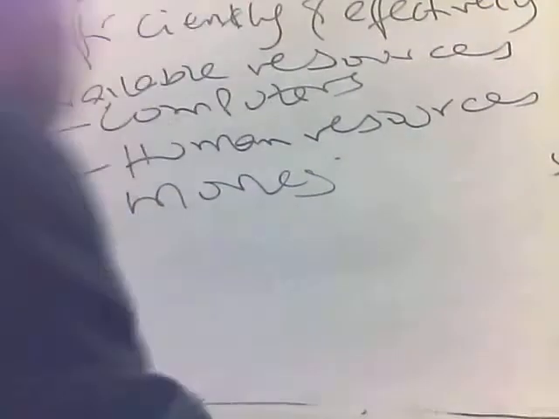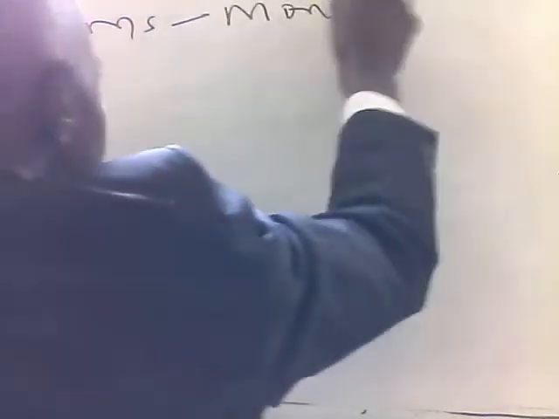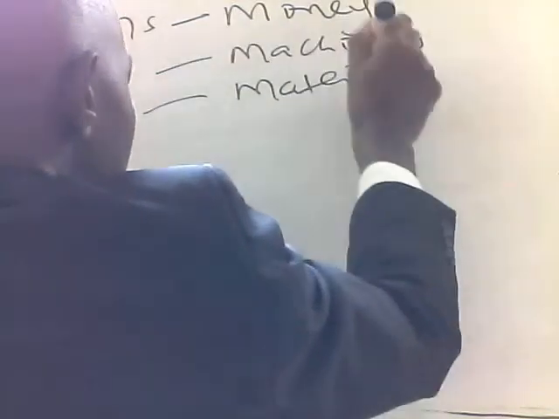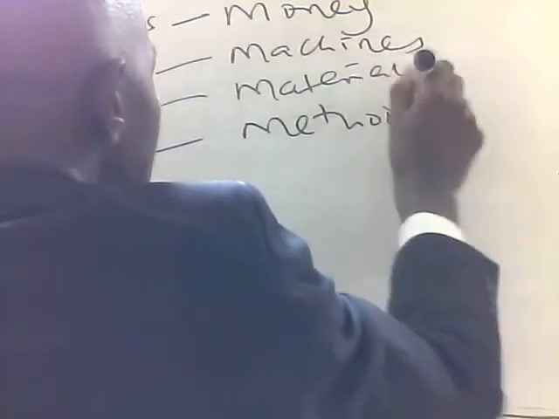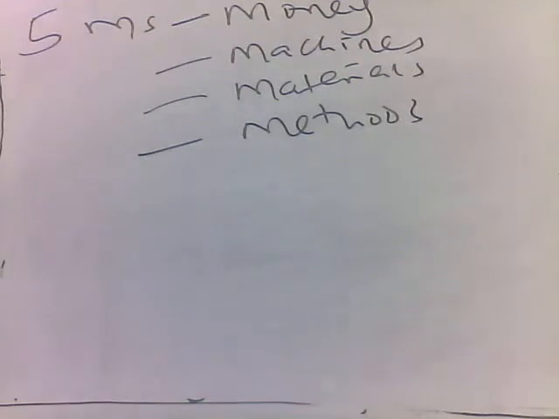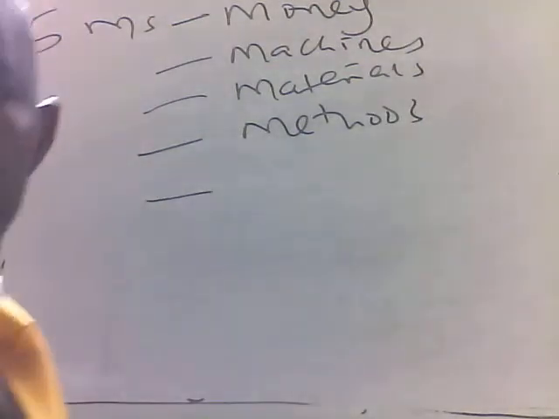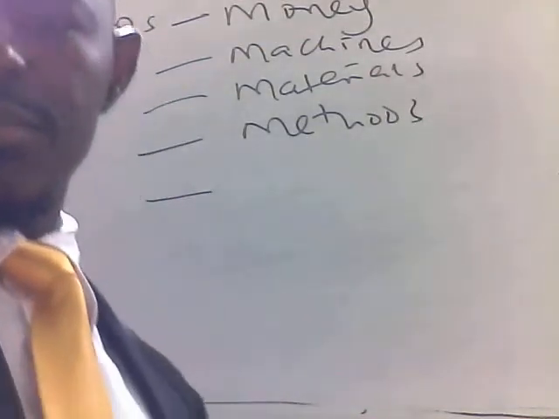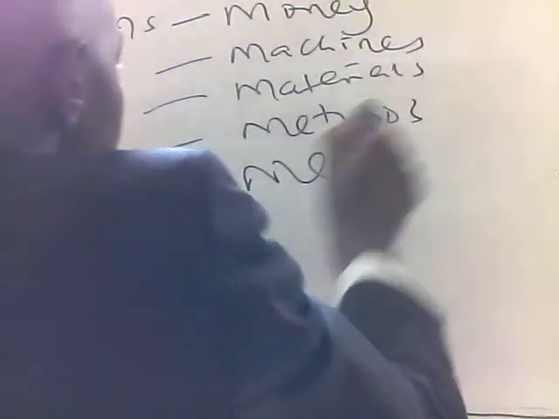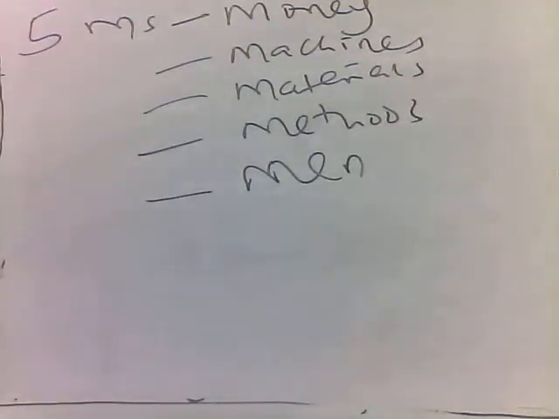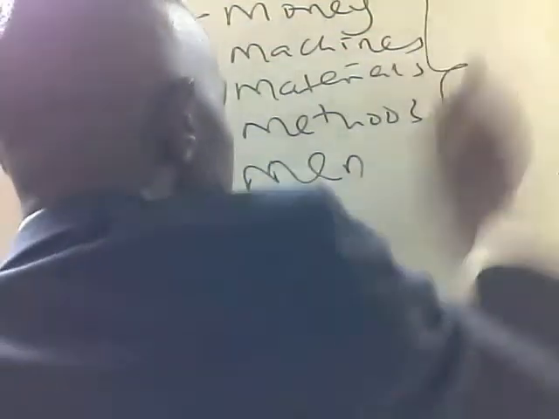And one of the things that you have to note, when you are talking about available resources, we simply refer to 5 M's. Where we have money, where we have machines, where we have materials, where we have methods, money, machines, material, methods, and what else? Oh, men. And men. So, in any organization, it has all these resources.